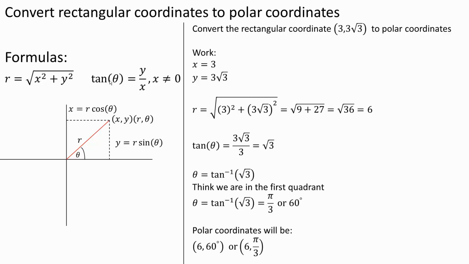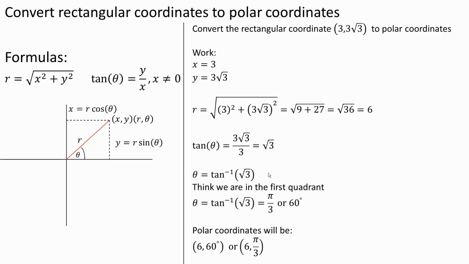So next, we need to get our theta. tan theta is equal to y divided by x. And so we just swap: y is 3 square root of 3 divided by x, and x is 3. Now we can simplify a little bit. So we can say that tan theta is equal to the square root of 3. Then we take the inverse. So theta is equal to tan inverse of the square root of 3.